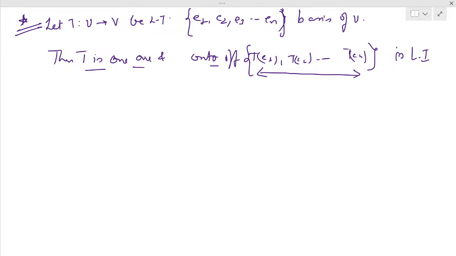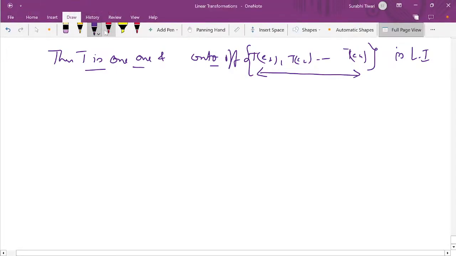I hope it is clear. Okay, so let us do some questions and understand whether you have understood this concept or not. Let us see if you have understood it completely. So let us do a few questions.